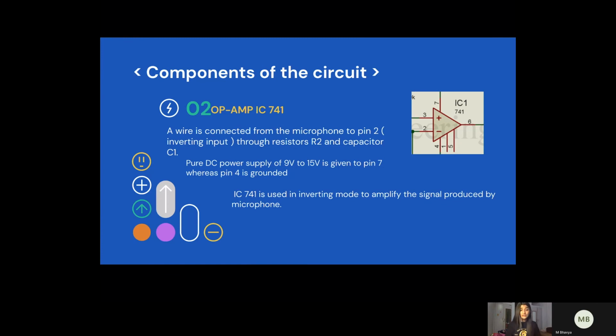Talking about the connections of the op-amp IC in the circuit, a wire is connected from the microphone to pin 2, which is the inverting input of the op-amp. It is connected through the resistor R2 and the capacitor C1. A pure DC power supply of voltage 9 volts to 15 volts is connected to pin 7, whereas pin 4 is grounded.